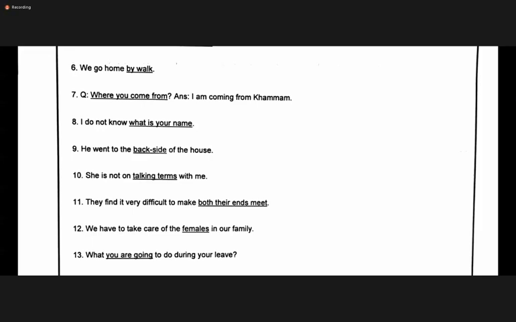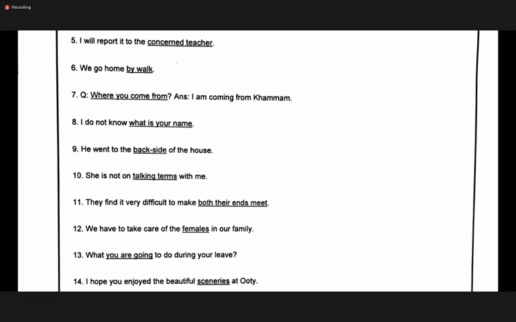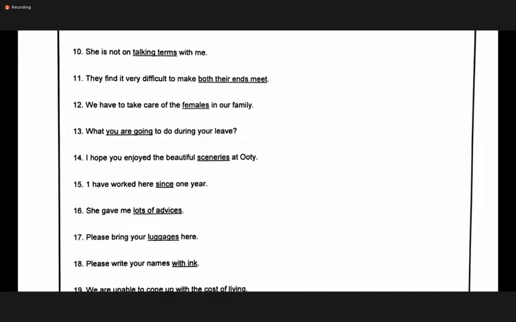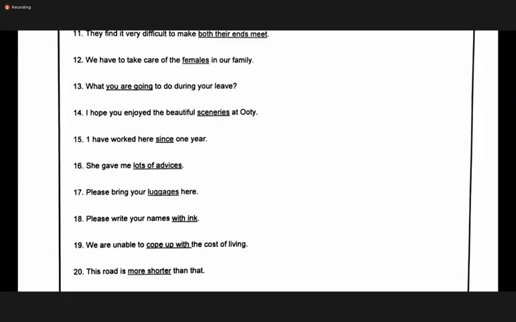Coming to the next one. What you are going to do during your leave? The order is wrong. What are you going to do during your leave? Next. 14. I hope you enjoyed the beautiful sceneries at Ooty. Only scenery. I hope you enjoyed the beautiful scenery at Ooty.